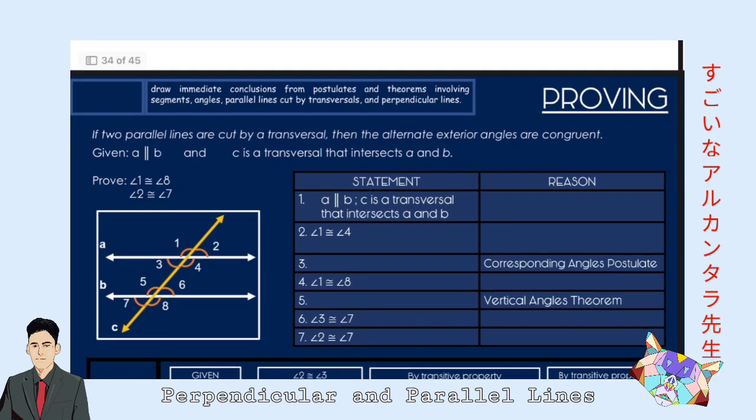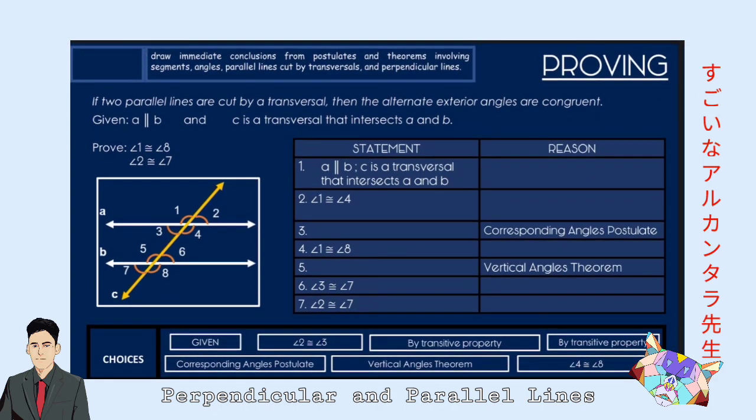Here we go. So now we'll try to prove that if two parallel lines are cut by a transversal, then the alternate exterior angles are congruent. As you can remember, we proved theorems, and since the alternate exterior angles is a theorem, we have to prove it somehow. So again, we will always start with the given.